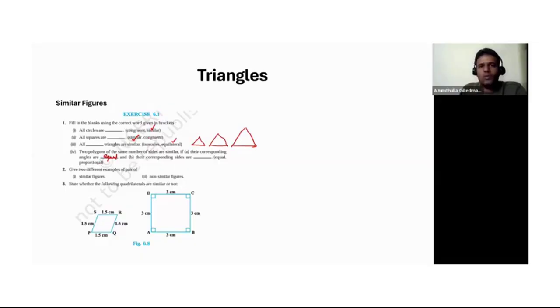Okay. So we can say these are similar when we have equal corresponding angles and proportionate sizes. For example, in an equilateral triangle, this angle is always 60 degrees in any triangle, irrespective of the size, right? But the sides are proportional.